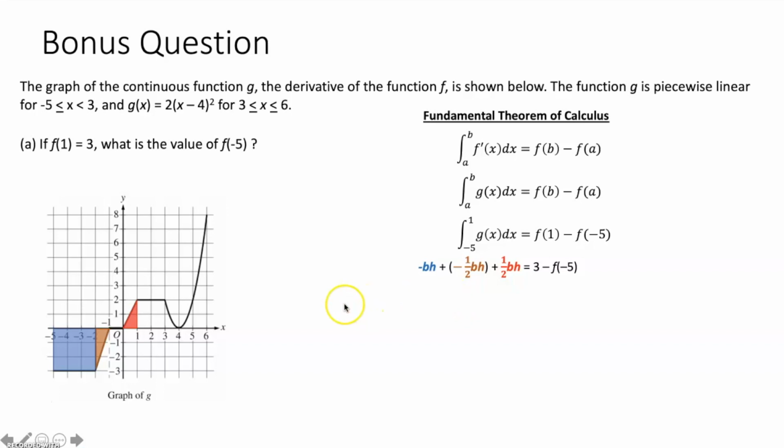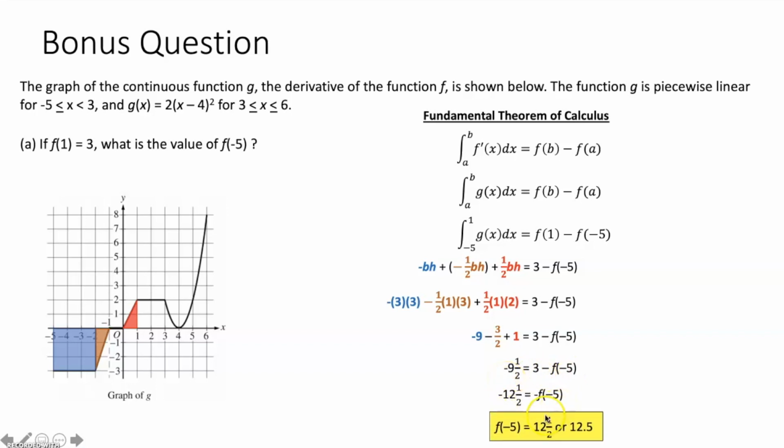So now all that's left to do is plug in what we said each of those measures were equal to and solve for f of -5. In order to do that, you just simplify over here, and you end up getting -9.5 is equal to 3 minus f of -5. So to solve for f of -5, we subtract 3 on both sides, divide both sides by -1, we get f of -5 is equal to 12.5.